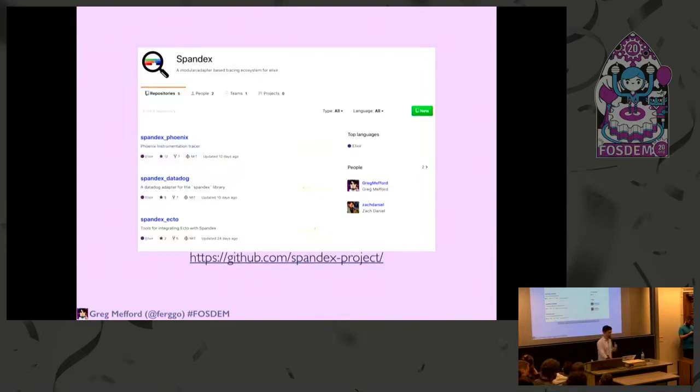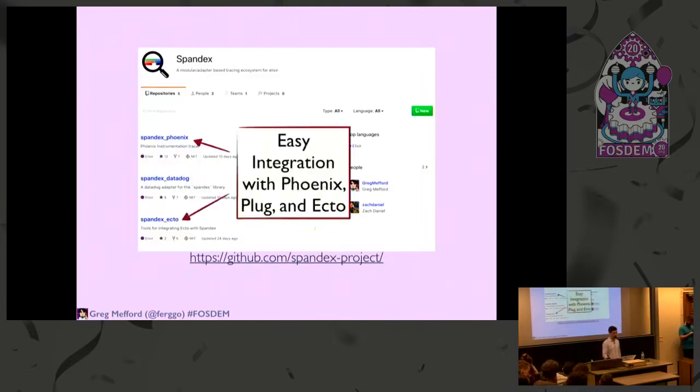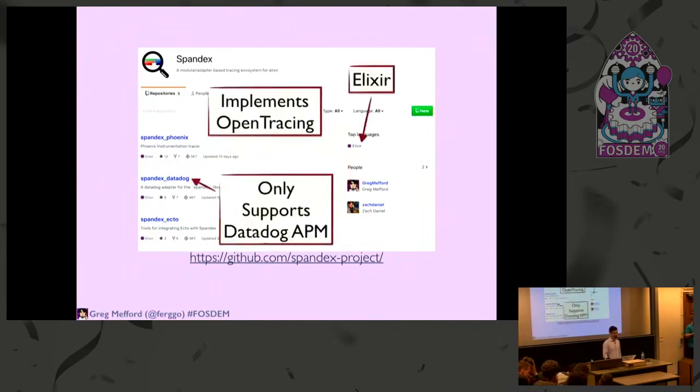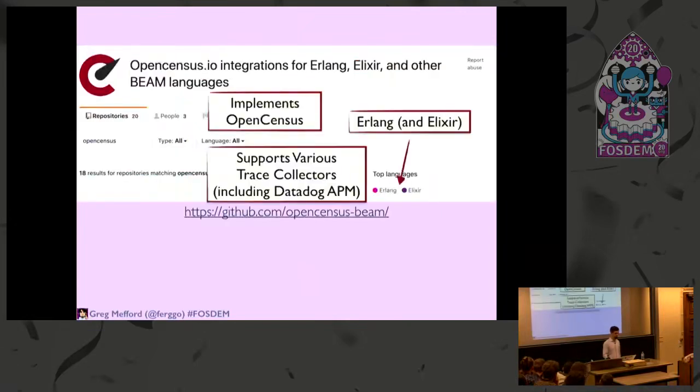I want to briefly mention that I contribute to the Spandex project along with Zach Daniel. We have easy integrations with Phoenix, Plug, and Ecto, so that's kind of where my background comes from here. It implements the OpenTracing standard, but it only supports Elixir really because it uses a lot of macros, and it only supports Datadog APM. So maybe people here have used it and enjoy that, but it has some limitations to it. And then OpenCensus, as I mentioned, obviously implements OpenCensus.